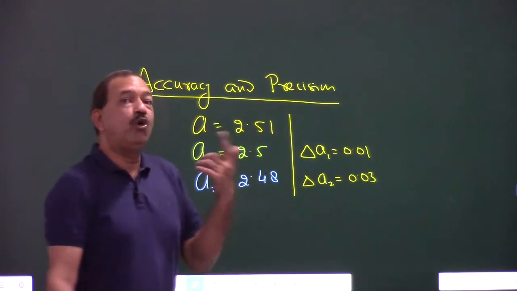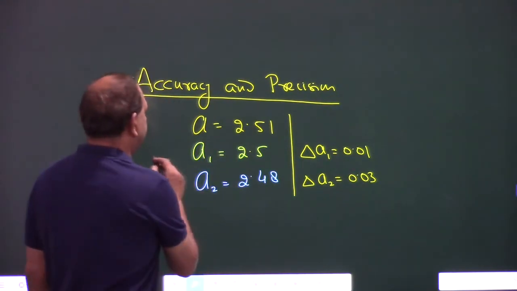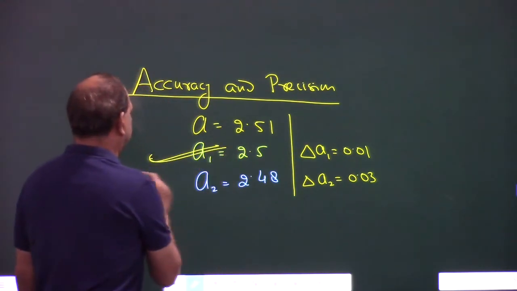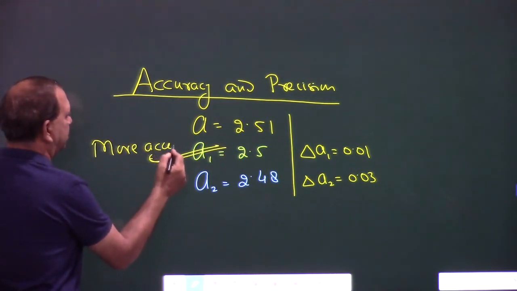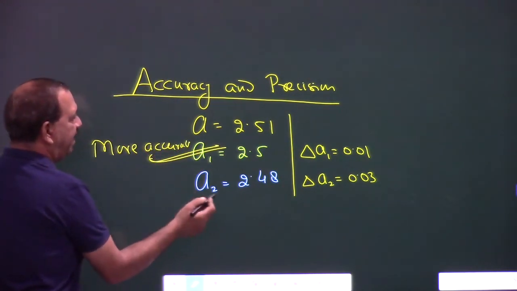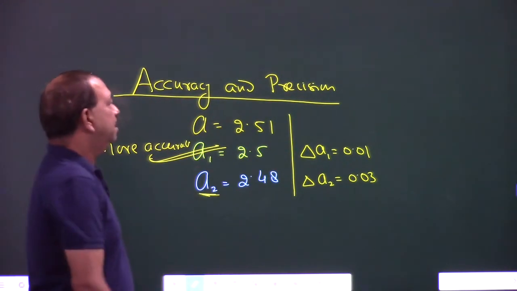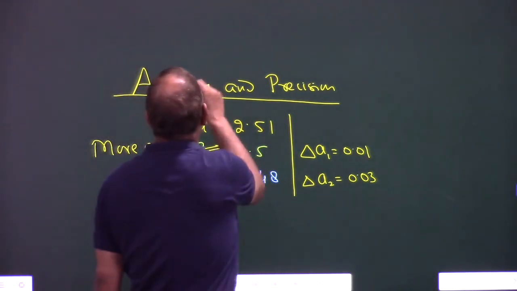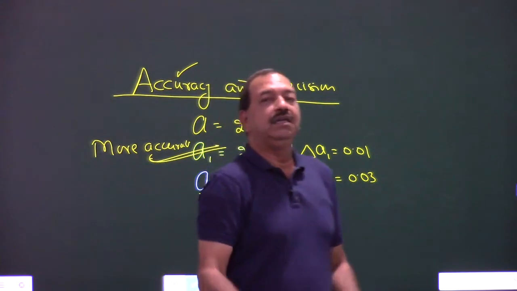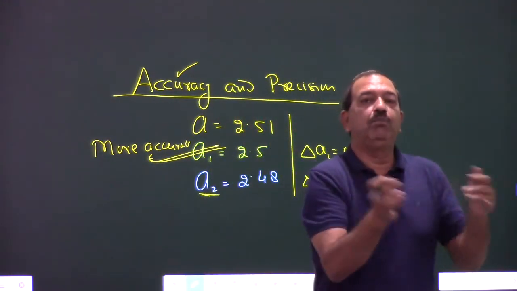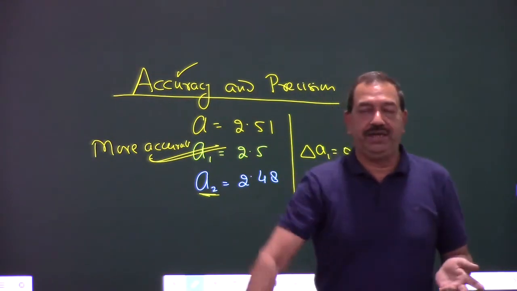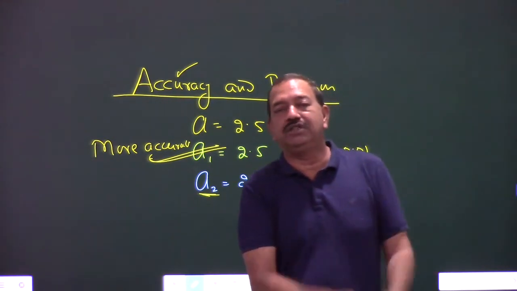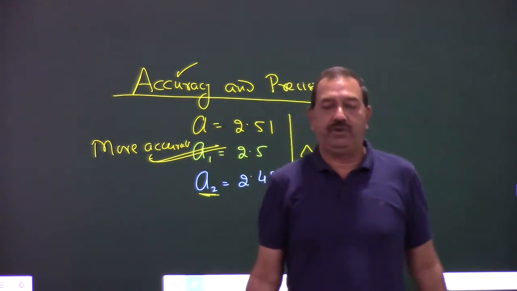So which is more accurate? Obviously this is more accurate in comparison to this, right? So that is what accuracy is. Accuracy means the value which is closer to the true value is called more accurate.